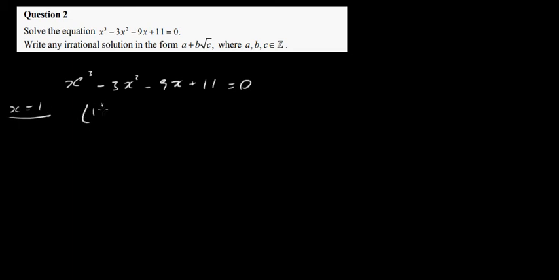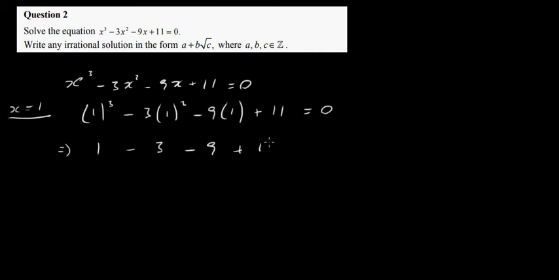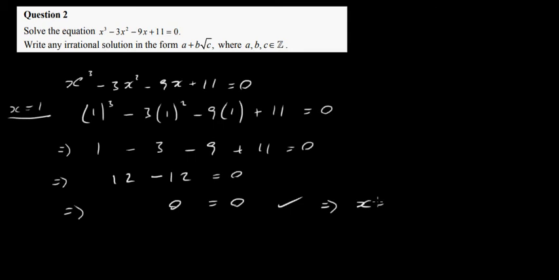Well, we get 1 cubed, we have 3 times 1 squared here, we have 9 times 1, and we have 11 here, and we want that to be equal to 0. So let's see, is it? Well, 1 cubed is 1. This gives me 3, this gives me 9, this gives me 11. Here then we end up with 11 plus 1, which is 12, minus 3 minus 9 is minus 12. So we do end up with 0 equal to 0. So that means that x equal to 1 is a root.